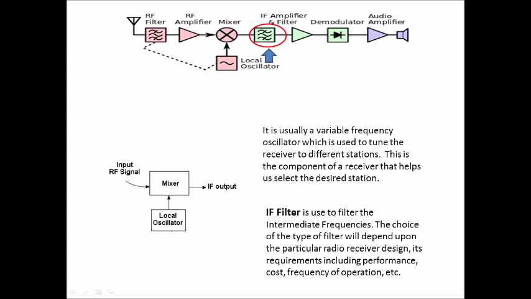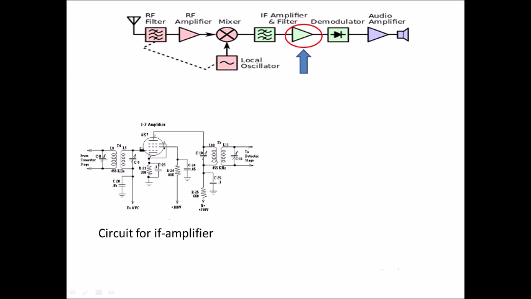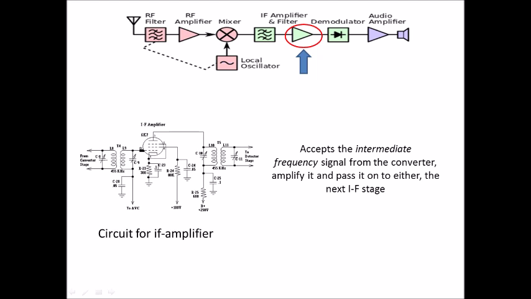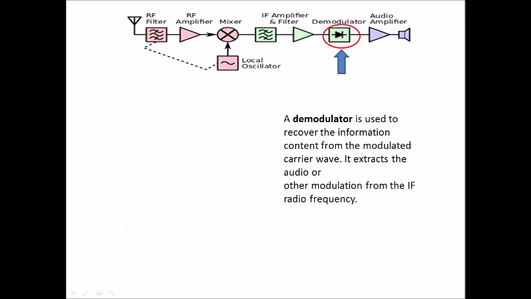The choice of the type of filter will depend upon the particular radio receiver design, its requirements including performance, cost, and frequency of operation. These days, LC filters are not widely used because the cost of winding coils is high, and often ceramic filters are more convenient, cheaper, and offer a better level of performance. After all these processes, the signal gets weak. For this, an IF amplifier is used to amplify the signal.